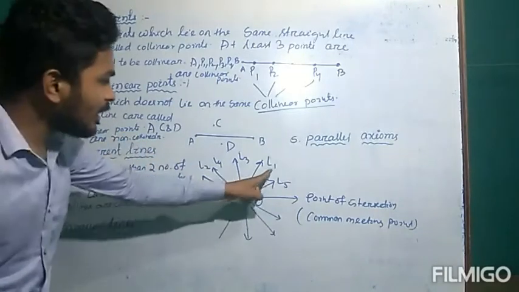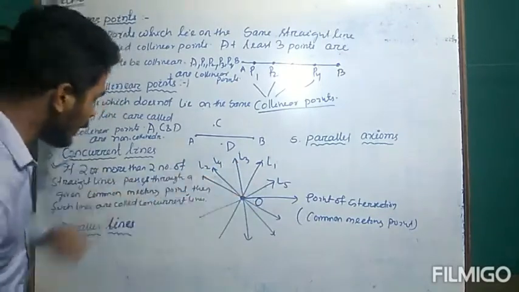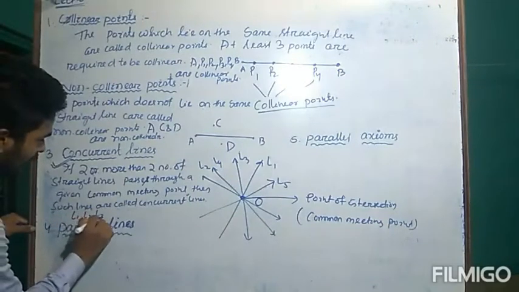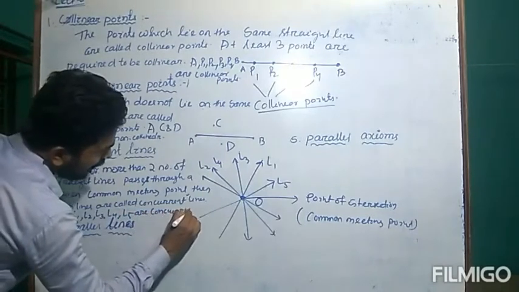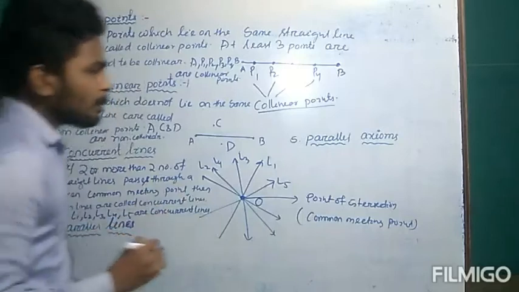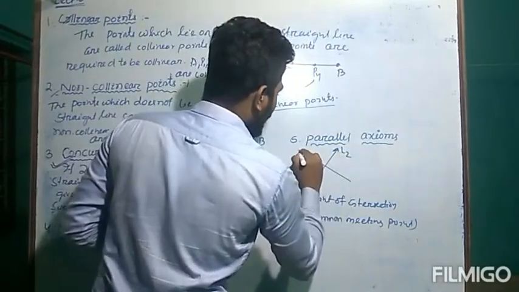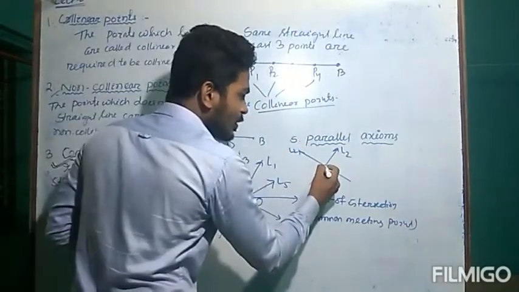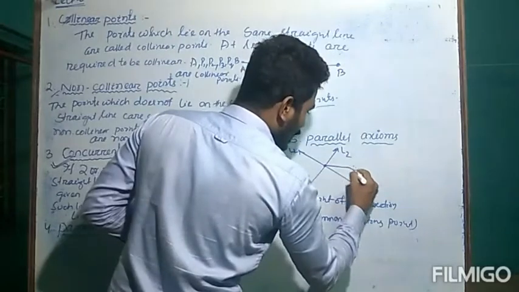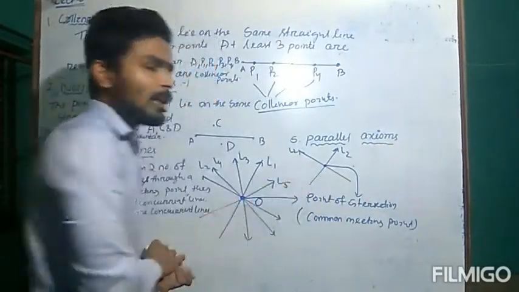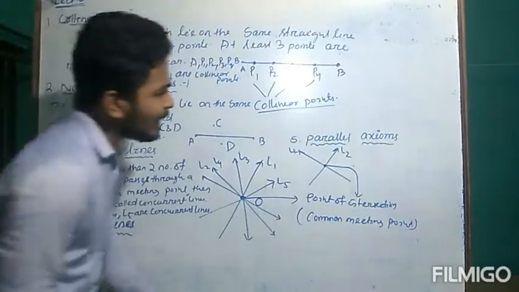Here the lines L1, L2, L3, L4, L5 pass through the same common meeting point. So L1, L2, L3, L4, L5 are concurrent lines. Understood? Suppose there are two lines, L1 and L2. Then here also you can see these two lines pass through a common meeting point. Their meeting point is known as the point of intersection. Then such lines are known as concurrent lines. So this is the definition of concurrent lines.